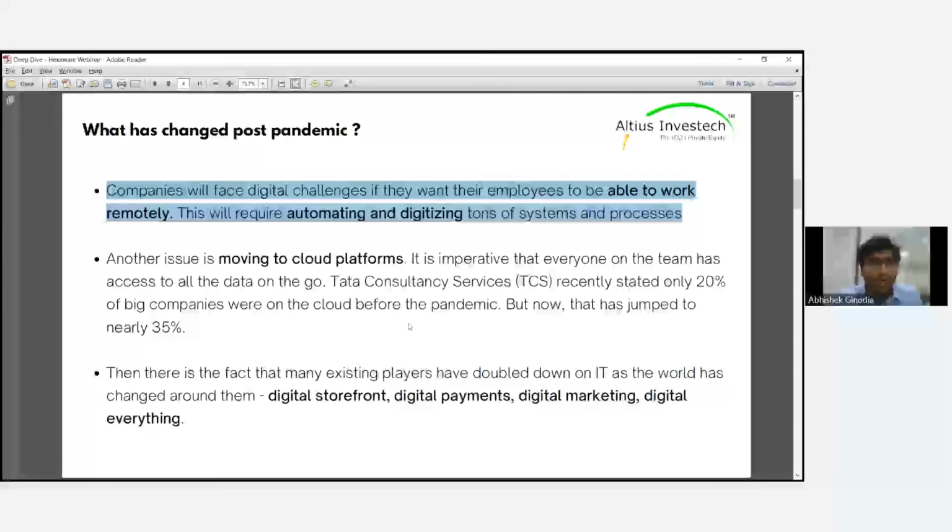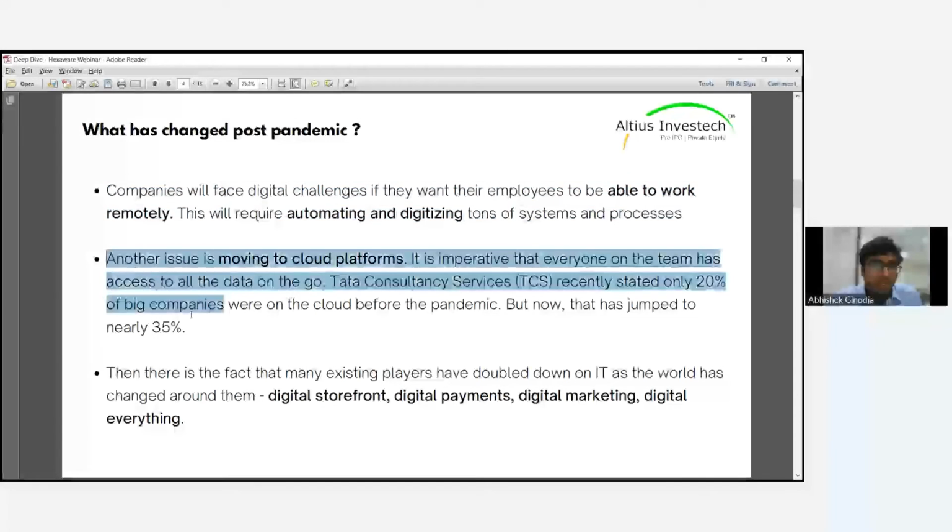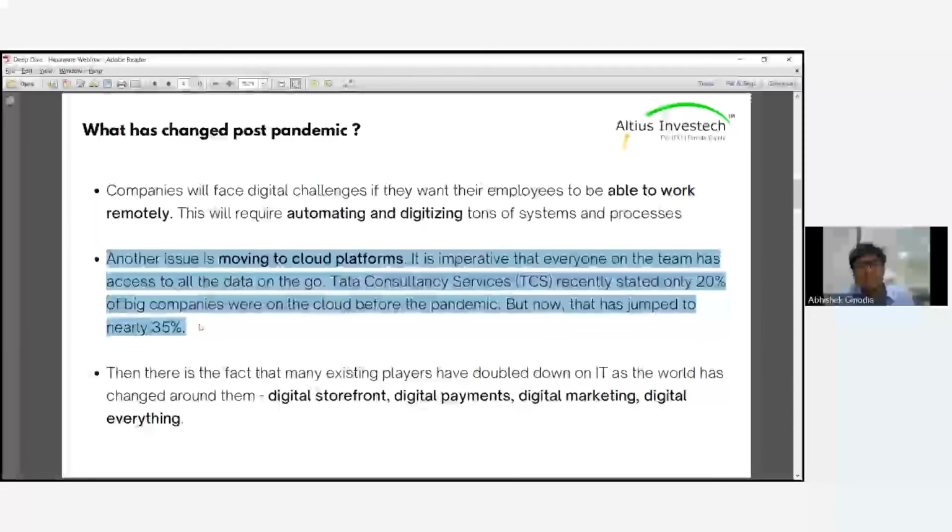Coming next to the next impetus, which is moving to cloud platforms. Now, before we get into this point, I think we would want to understand what exactly it means when we say moving to cloud platforms. There are two ways companies would manage their data. Either they would keep hard data with them, maintain their own servers, have physical possession of data points, and this was very easy to manage when most of the team of a company was working in the same co-located space.